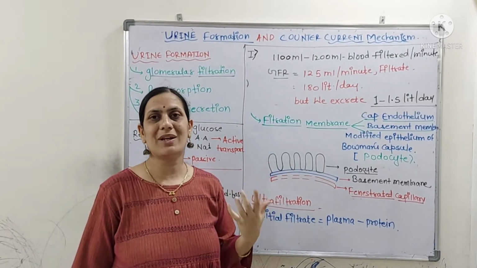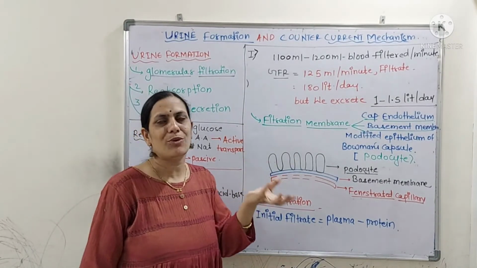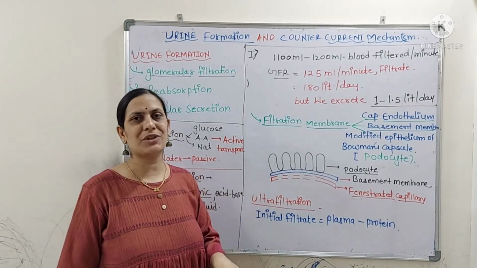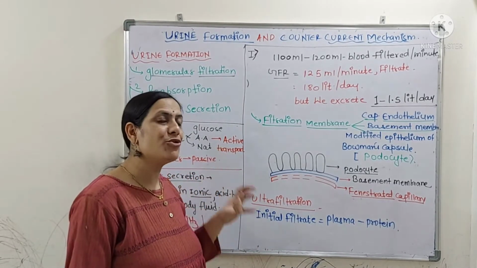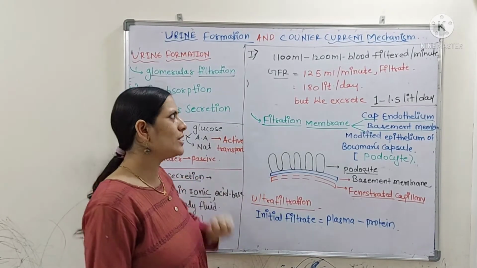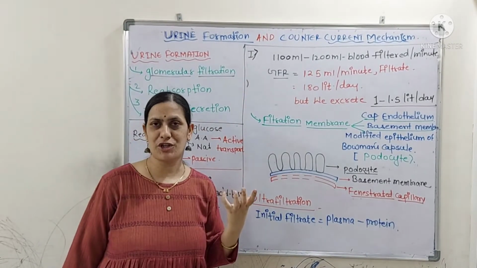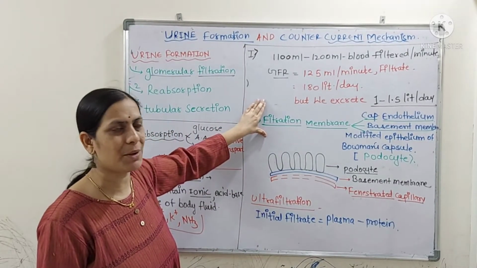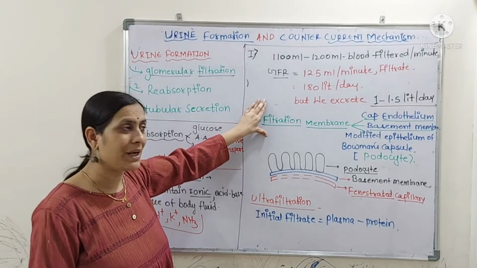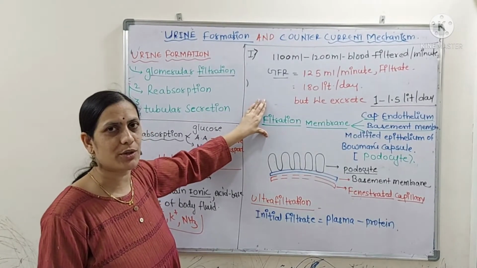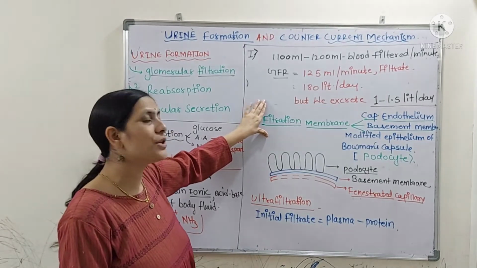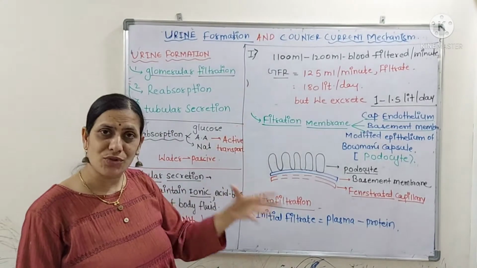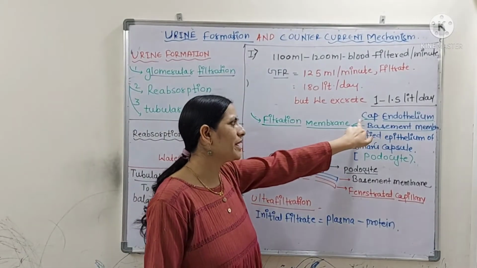So how is this possible? Though a huge volume of the initial filtrate is produced, how are we excreting very little urine? That we have to check. In this first step, after the glomerular capillary pressure I mentioned, we will check the filtration membrane. The blood coming to the glomerular capillaries is filtered through a 3-layered filtration membrane. So what are those 3 layers? Let's check here.